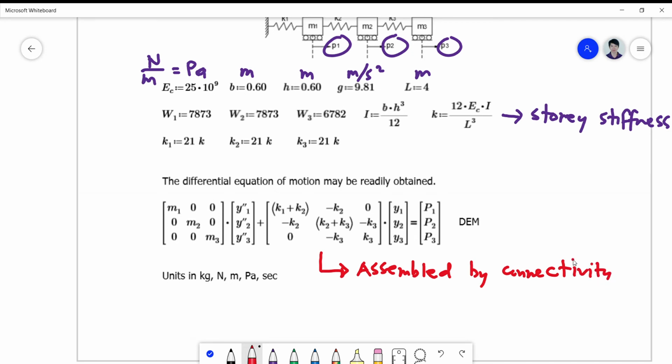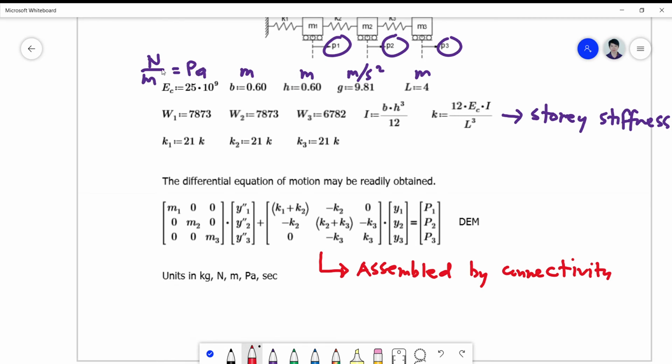So this is a typical three-story shear building model. The stiffness matrix is just K1 plus K2, K2 plus K3, K3, then negative K2, negative K3, symmetric. And the mass is always a diagonal matrix in the form M1, M2, M3. Again, the units are in kilogram, Newton, meter, Pascal, and seconds.